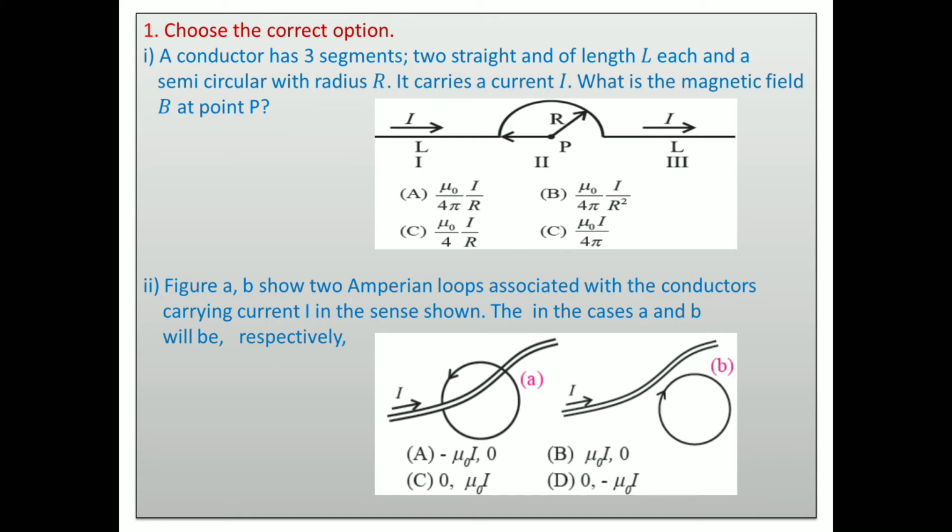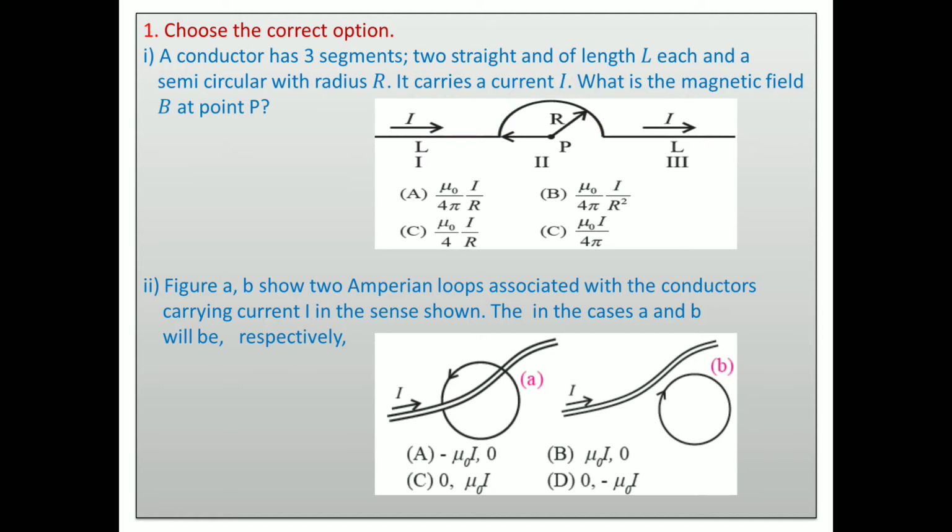A conductor has three segments, two straight of length L each and one semicircular of radius R, and it carries a current I. What is the magnetic field B at point P? Look here, there are three segments of the conductor. This is one, and here is another. Both are straight and they carry the current in the same direction. And the third one is the semicircular, like this. And we have to calculate the magnetic field at point P.